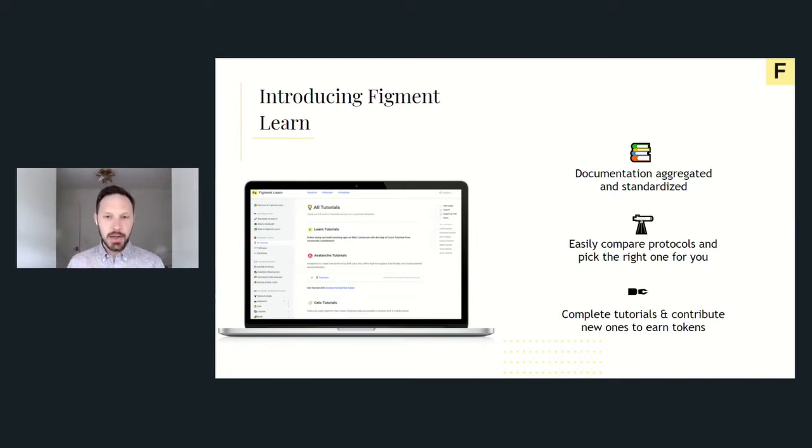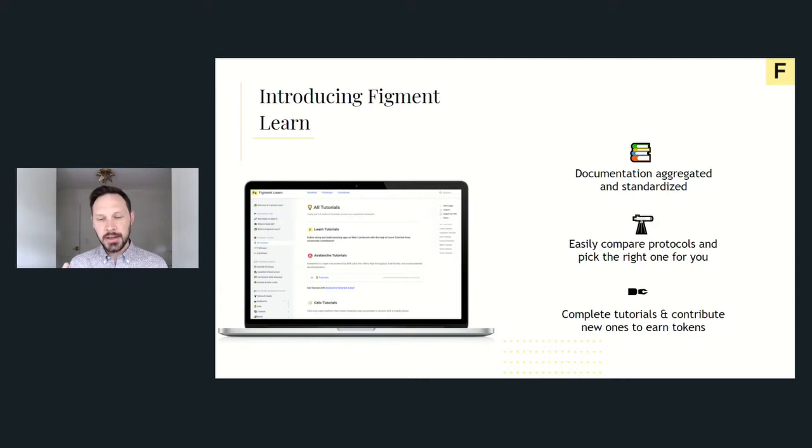We try to solve two problems with Figment Learn. The first problem is when we started talking to developers and we said, hey, why aren't you building on a blockchain yet? The common response was, I can't find documentation. It's all over the place. There's a lot of benefits of decentralization, but having to scour the internet for docs and seeing what's up to date and out of date, that's not a benefit of decentralization. So we tried to make a place where we could standardize docs about building on blockchains.